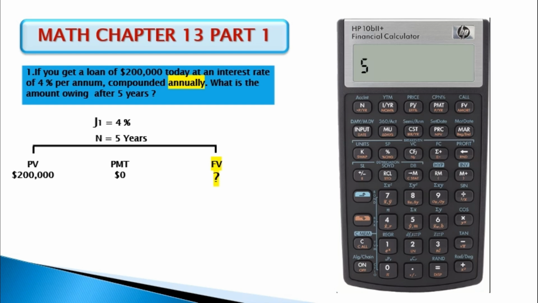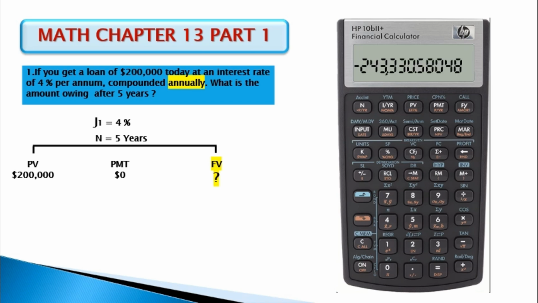PV, look at my diagram. PV is 200,000. If by any chance I made a mistake, I can use the reverse tab right here. So that's still 2 million. I needed 200,000. There's 200,000. That's PV. Next is payments. Well, how many payments am I making? Well, 5 years means 5 payments. But how much? The payments are 0. And FV is what I'm looking for.